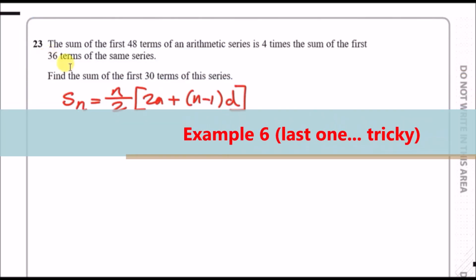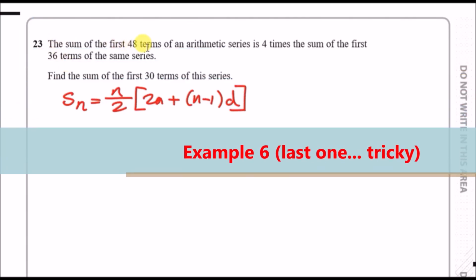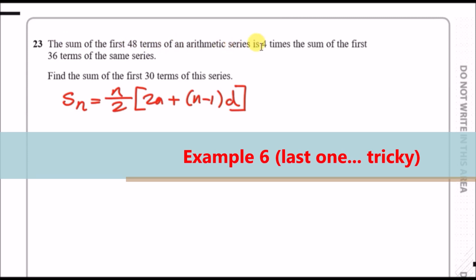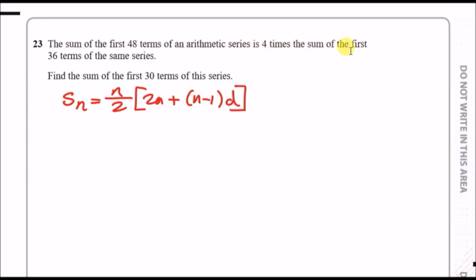Now let's have a read. So we've got the sum of the first 48 terms of the arithmetic series is 4 times the sum of the first 36 of the same series. So what that's saying is that the sum of 48, when n is 48, is equal to 4 times the value of the sum of the first 36, which makes sense, I suppose, for whatever reason.